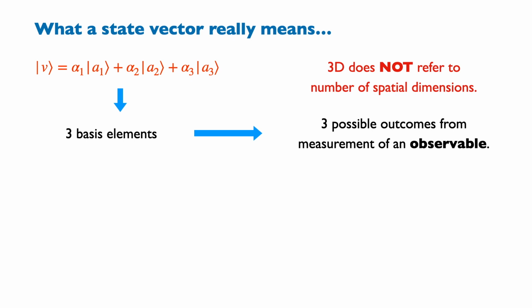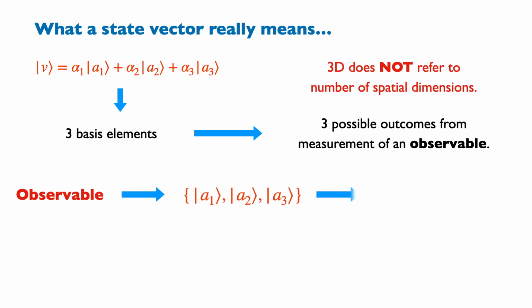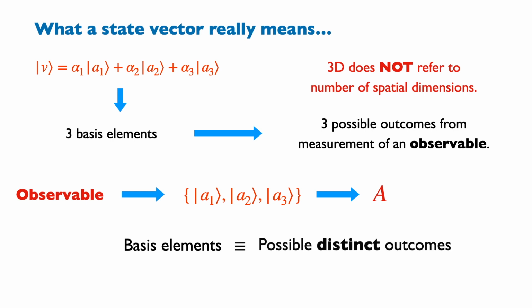In quantum mechanics, an observable refers to any variable describing a physical system that could be measured or observed. Each unique observable is associated with a unique set of basis elements. We label the observable in this example as A. Each basis element represents a possible outcome when we measure an observable of the system.